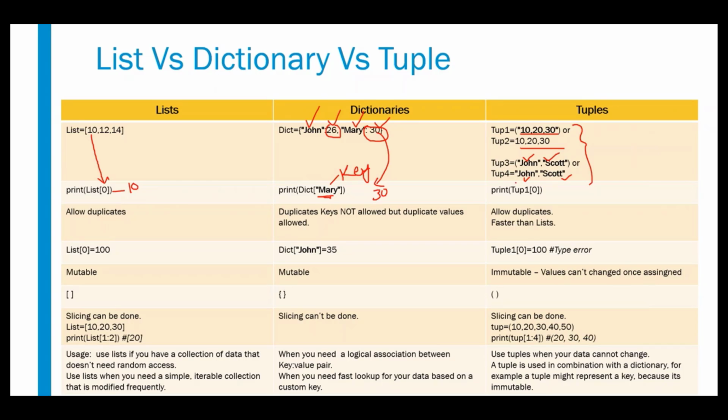Now when you come to tuples, in the tuple also we use the index number to get the value. So let's say tuple name, and in the brackets we pass the index number, and based on this the value will be returned.